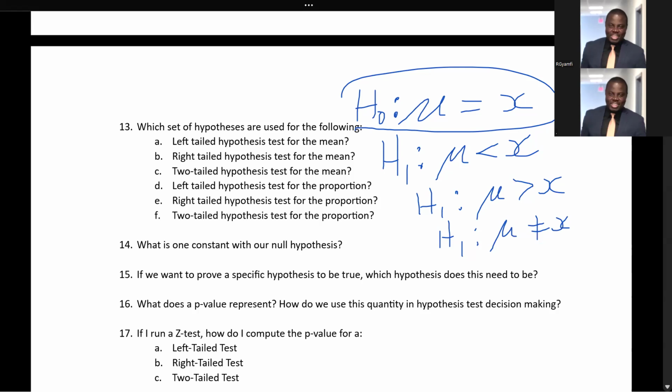And remember, the X is just a variable. It's a number, so it doesn't matter. You could do Y, you could do mu 0 or mu X. It's just a variable. Left-tailed hypothesis test for the proportion. So everything is going to be the same, only that because it's proportion, the symbol is going to change from mu to P. And then H1 for left-tailed for P is less than X, like that. All right.